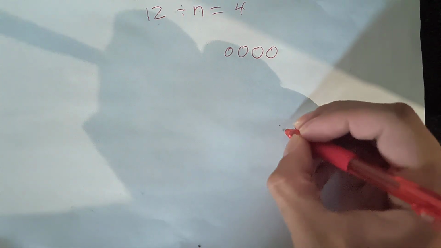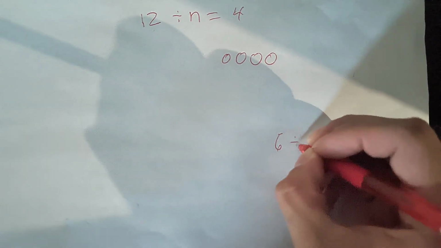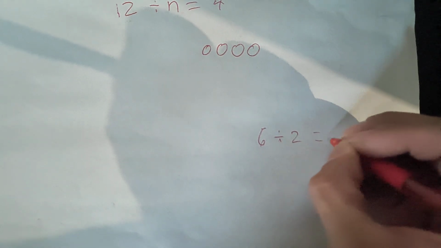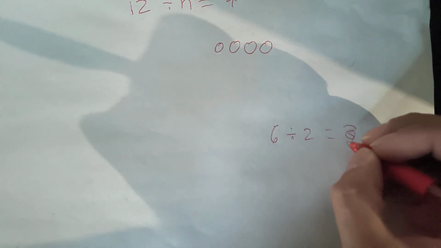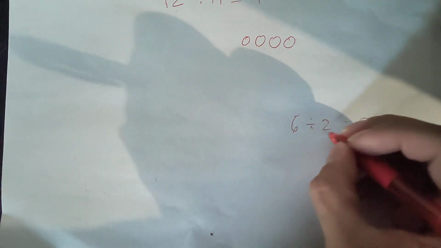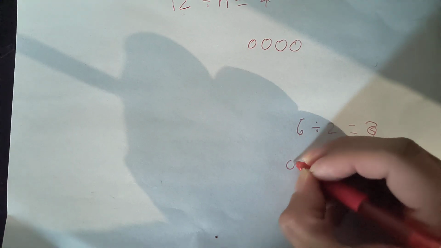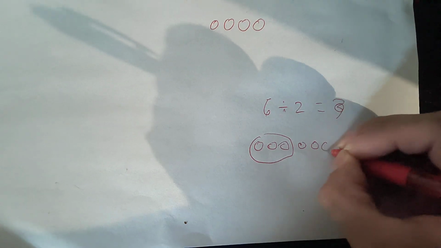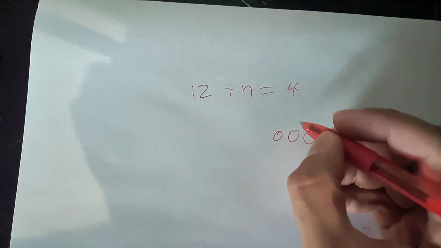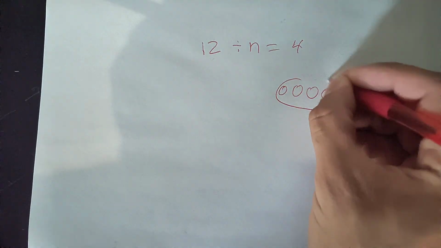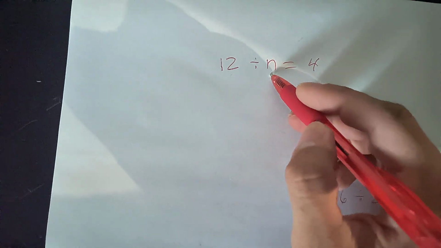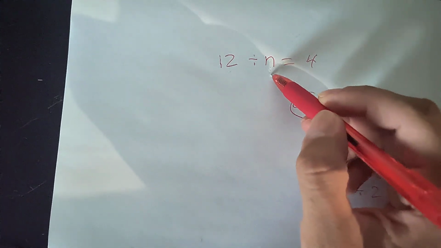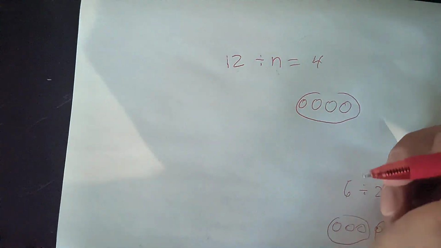For example, if I were to divide 6 by 2, that'd be equal to 3, because we would have 2 groups. We would divide 6 into 2 groups of 3. So here we have a group of 4. We're going to have a certain number of groups of 4, and the number of groups is going to be equal to n.